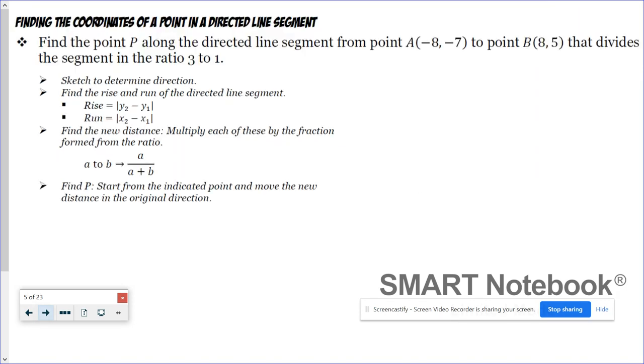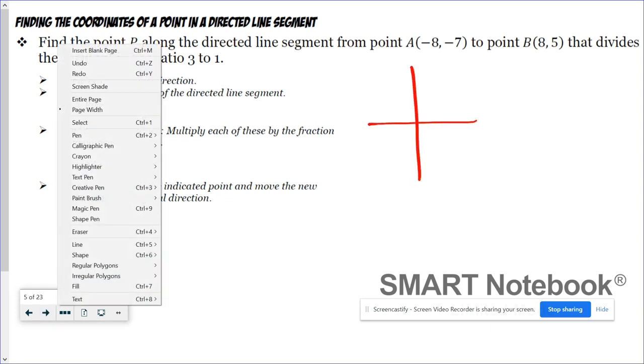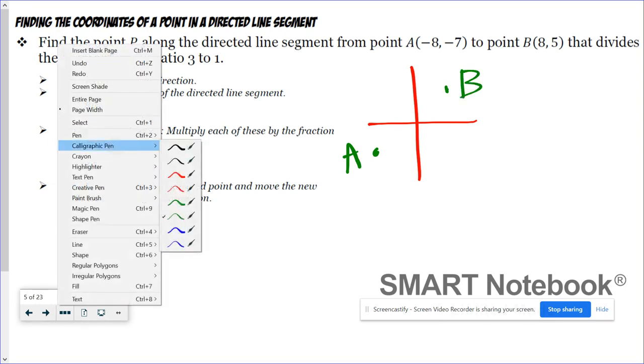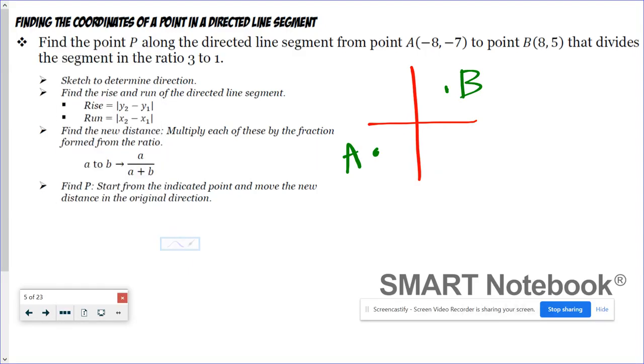Okay, so find the point P along the directed line segment from point A to point B that divides the segment into a 3 to 1 ratio. So step 1, sketch it. So I'm not going to do anything fancy here. I'm just going to roughly sketch this. So like A is (-8, -7). So that means it's somewhere here in quadrant 3. And B is (8, 5). So it's somewhere over here in quadrant 1. So when it comes to the direction, because I'm going from A to B, I need to go up and right.